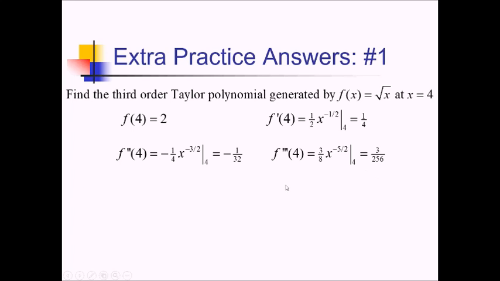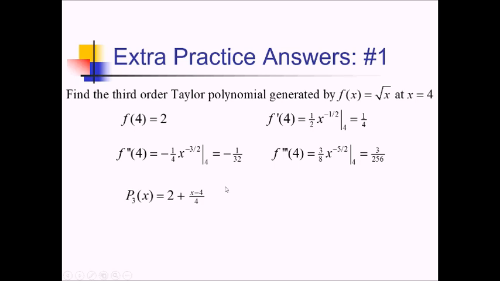Now we have to plug it all into our Taylor formula. So our first term is just going to be f of 4, which is 2. And this is the third degree polynomial now. And next we have f prime of 4 times x minus 4. So f prime we saw was 1/4. So that's going to be 1/4, and we're also going to have an x minus 4 next to that. So x minus 4 over 4 is another way you could express that.